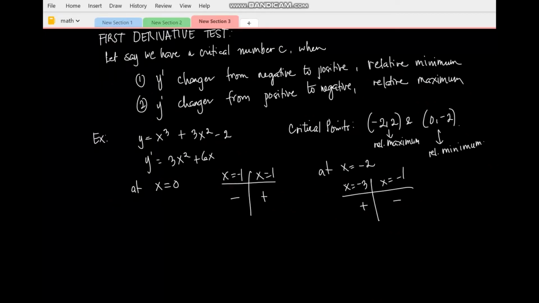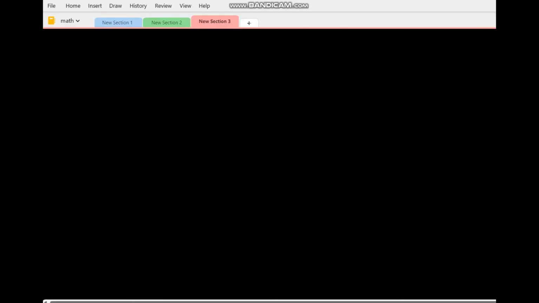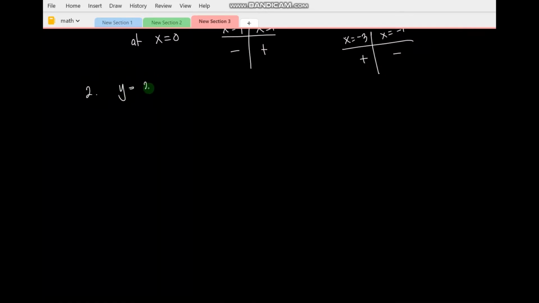Let's say we have this one. You have a function y equals 3x to the 4th minus 8x cubed plus 6x squared. Okay, we have to find the relative maximum and relative minimum of this function. 3x to the 4th minus 8x cubed plus 6x squared.